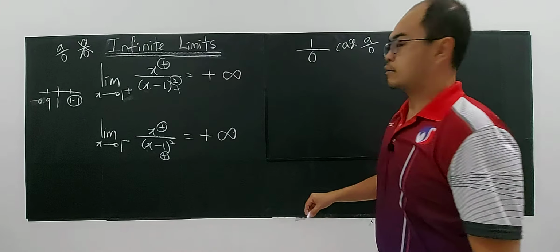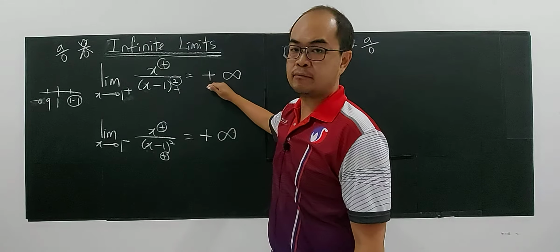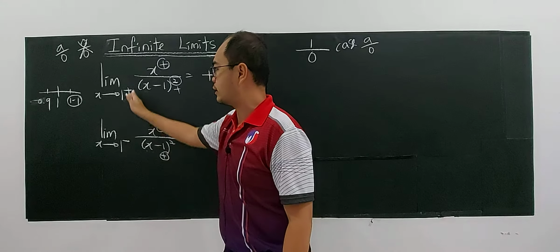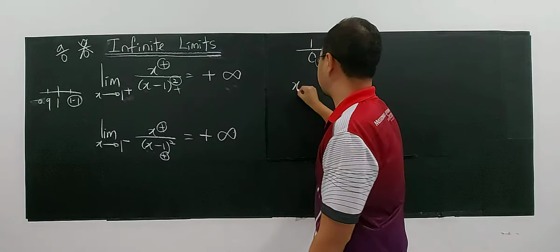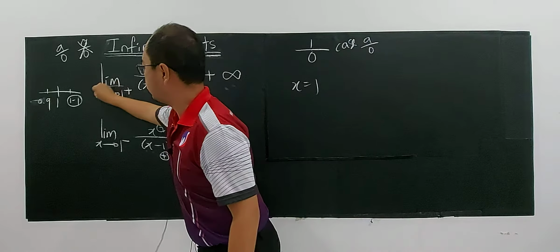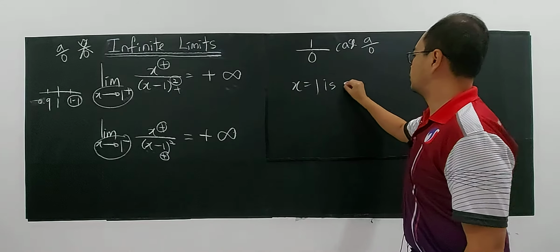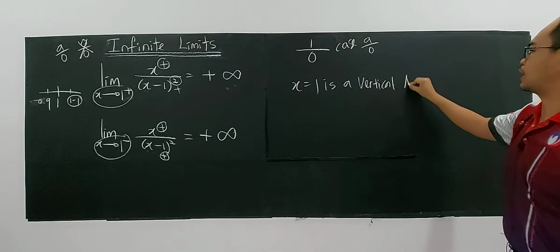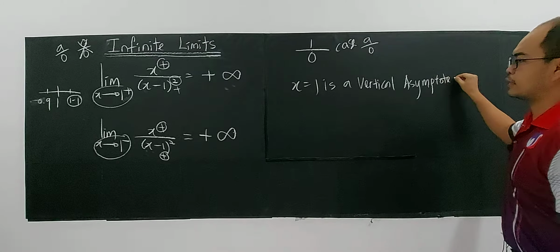So then it's okay. Either one going to infinity is enough. As long as one of the sides, one-sided, is going to infinity, then x equals 1, approaching 1 from the right or left, means that x equals 1 is a vertical asymptote. So this is how we judge something is a vertical asymptote.